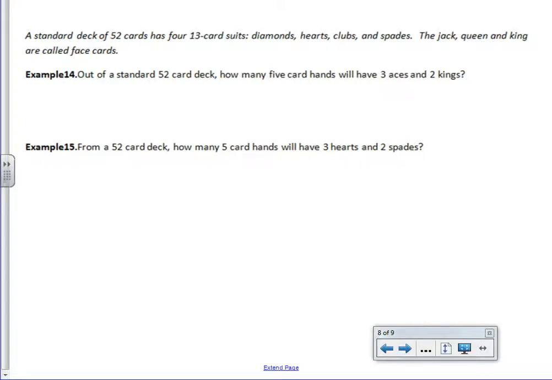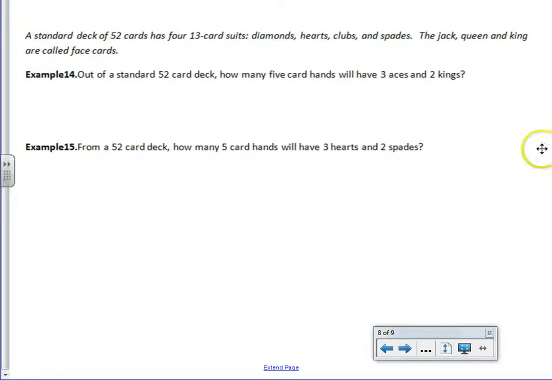Out of a 52 card deck, how many 5 card hands will have 3 aces and 2 kings? So in here, because we're just handing out cards to people and they can rearrange them themselves, if I have cards in my hand, I could shuffle them. I still have the same hand. So order does not matter.